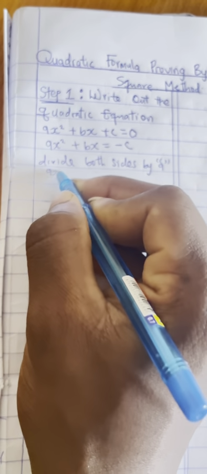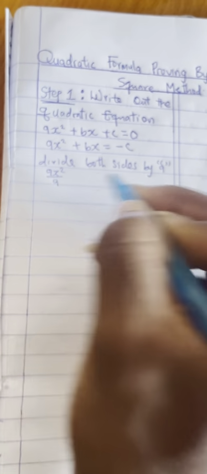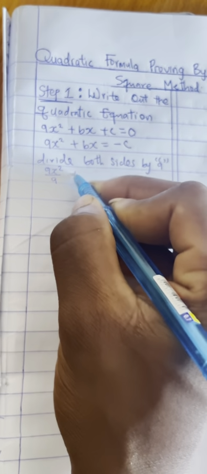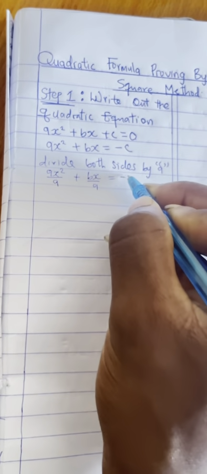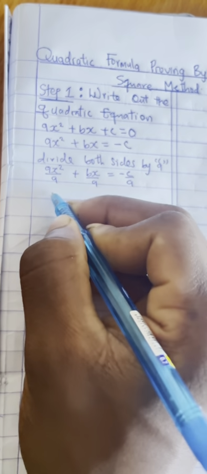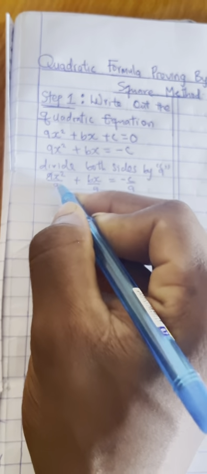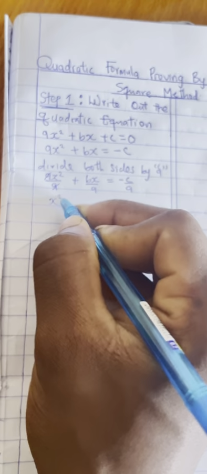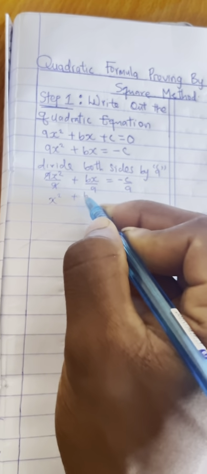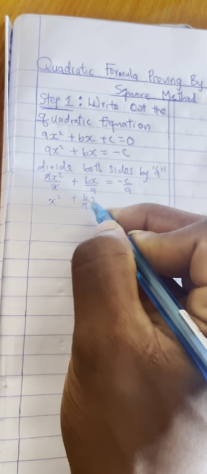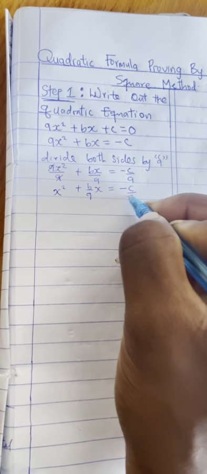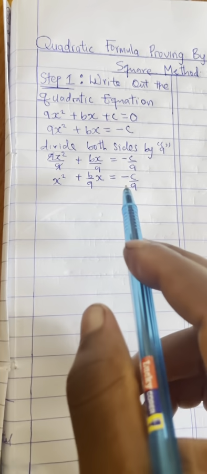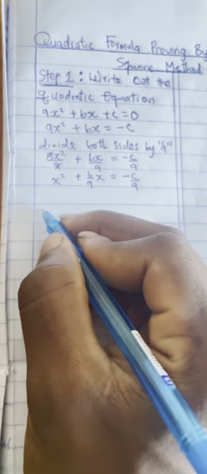That would then be ax squared over a plus bx over a equals minus c over a. We cancel this a, and I'm going to be left with x squared plus b over a x equals minus c over a. Once I've gotten this, I will then move on to step 2.